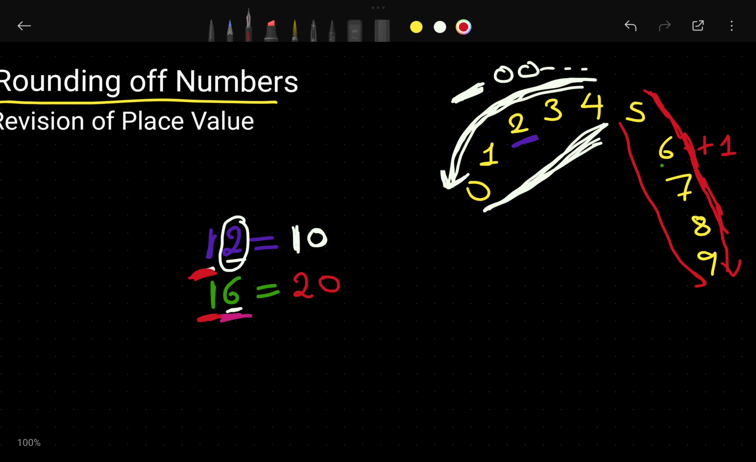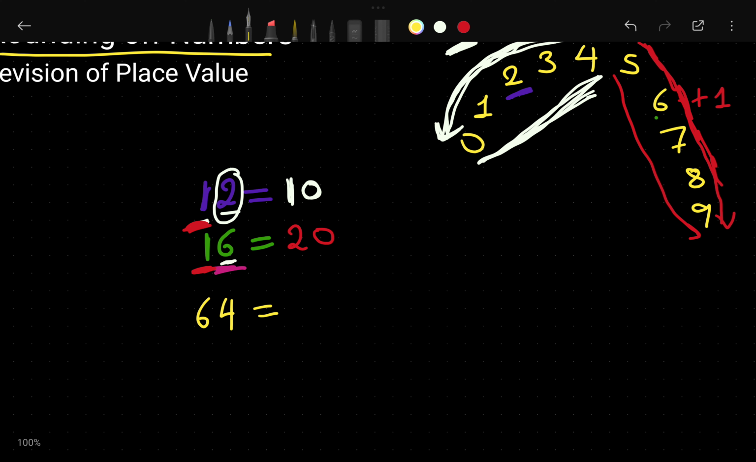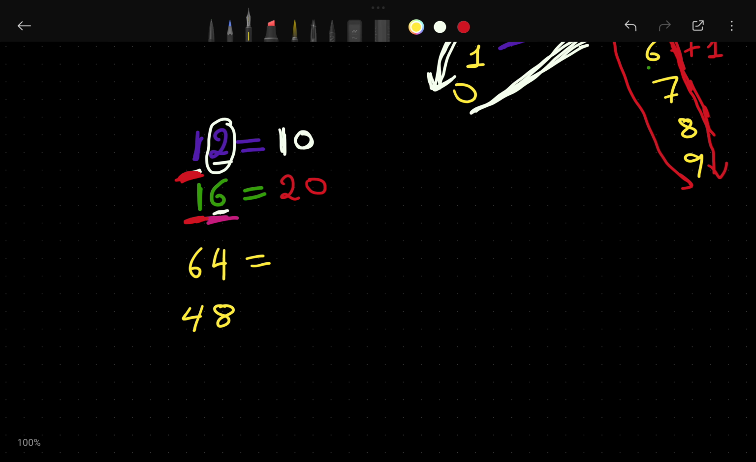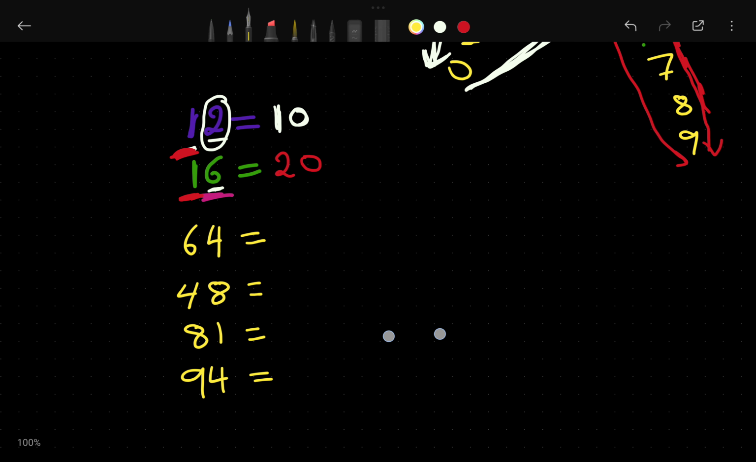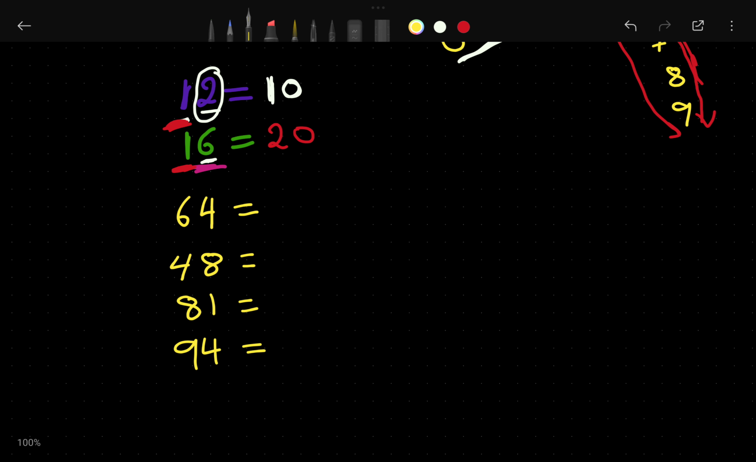Okay, suppose this is 64. Let me write the 64. Okay, so this is 64. Now I will write some more. 64, then 48. This is your example. Then 81 is there, and after it is 94, then it is 27. Okay, let's solve these questions.